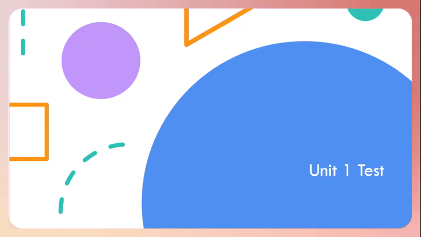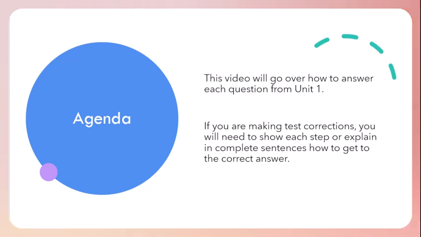We're going to be going over the questions on the Unit 1 test that you've already taken so that you can do test corrections. Test corrections need to be done step by step, showing the answer that you gave. Work through the problem again, showing the steps. If there are no steps to be worked out, you'll have to write in complete sentences how to get to the correct answer. You can't just put the correct answer. That's not going to get you any points.